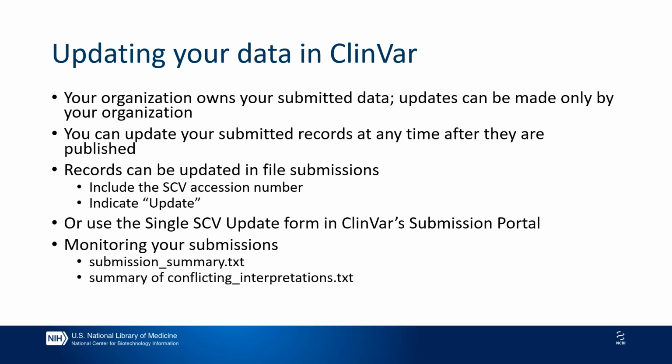We also provide a couple of files on the FTP site that might help you in monitoring your submissions and determining what needs to be updated. I mentioned earlier, one of our tab-delimited files is this submission summary that you can use to parse out the rows that are relevant for your submitted records. We also provide a tab-delimited file with a summary of conflicting interpretations. You can also parse this out to find variants where you are in conflict with another submitter. These are records that you might want to re-review, possibly reclassify, and if you do, we'd love to get that updated in ClinVar.